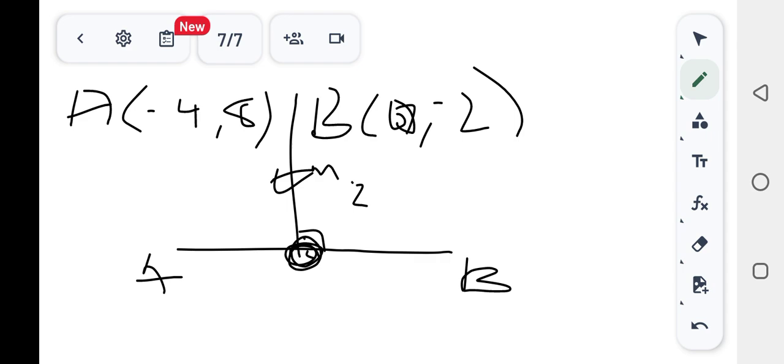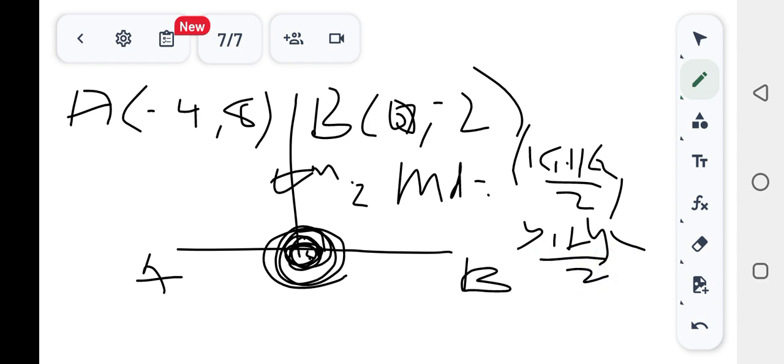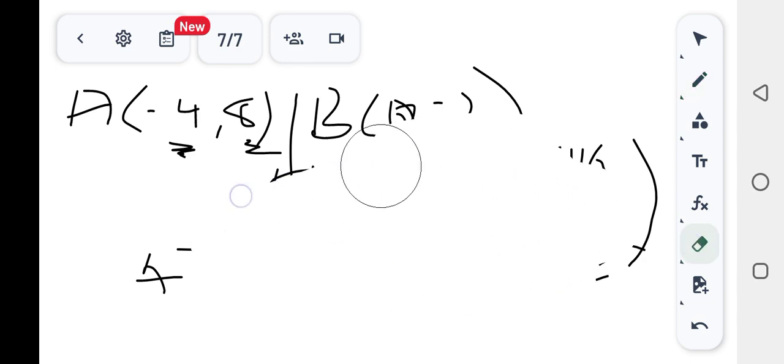Now how do we find this point? This point is the midpoint, so we use the midpoint formula, which gives the midpoint as ((x1 plus x2) divided by 2, (y1 plus y2) divided by 2). It simply means that in coordinate form, you add the x-ordinates and divide by 2, and add the y-ordinates and divide by 2, to give you the midpoint.